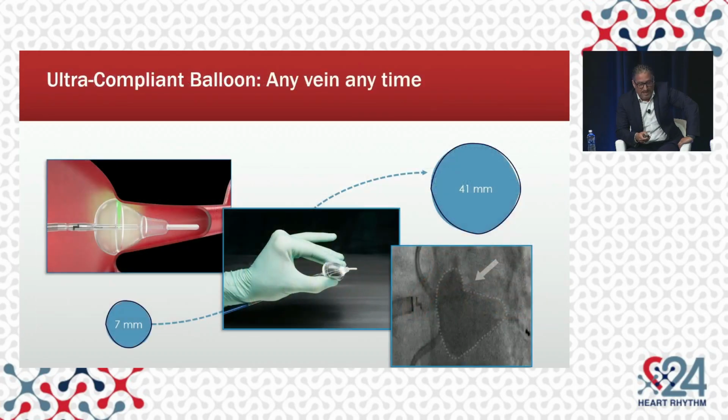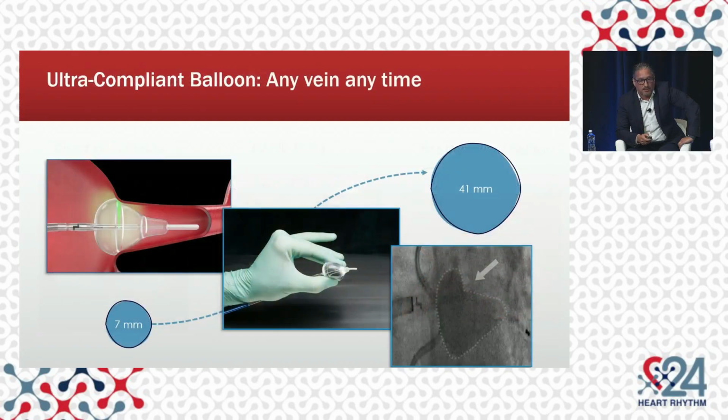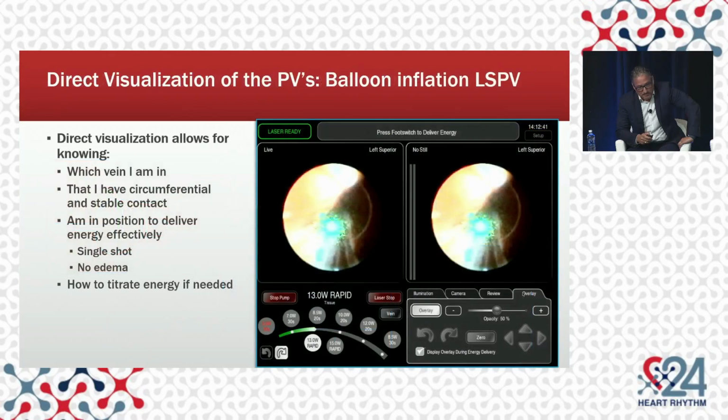As an electrophysiologist in 2024, given financial constraints, we should not be talking too much about speed, but I could tell you that this is a reliable tool to isolate pulmonary veins in less than an hour if you're skilled at using the balloon. And the benefit of the ultra-compliant balloon is that it can fit any vein at any time from 7 millimeters, like a right middle pulmonary vein, up to 43 millimeters in a large left common.